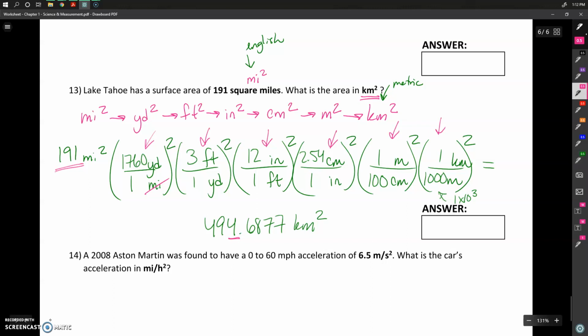So for the final answer, I'm going to report this as 495 because the 6 next to the last sig fig is 5 or greater. And so that is going to round up the 4 to a 5. And so 495 kilometers squared.